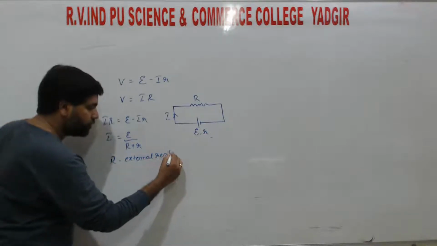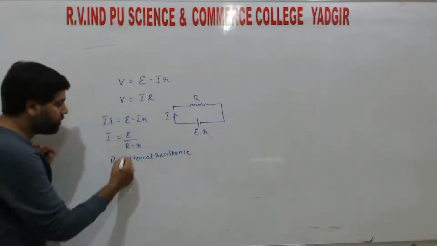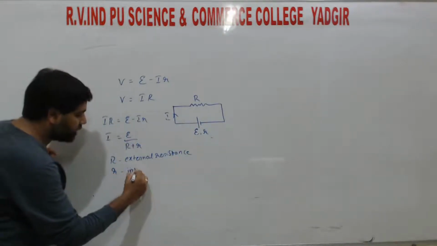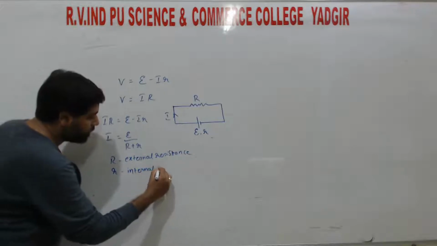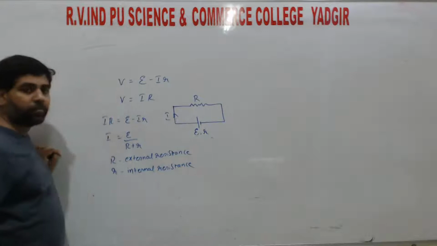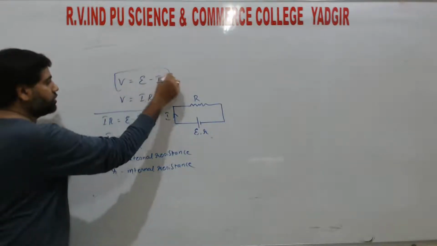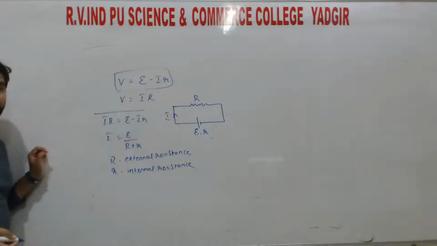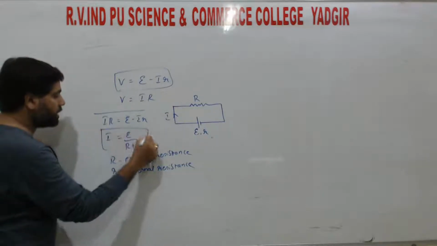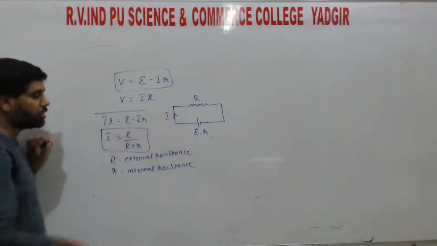Here R is the external resistance connected to the cell, and small r is the internal resistance. So these two are very important relations. One is V = E - Ir, and another is I = E divided by R plus r, when an external resistance is connected to the cell.